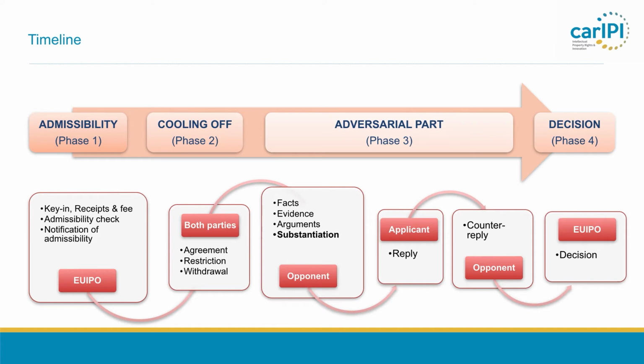First, the opponent is invited to present arguments and evidence in support of the opposition, because if the opponent does not prove the existence of the earlier rights, then of course the opposition cannot proceed. The substantiation means that the opponent has to prove the existence of the rights on which it relies and the fact that the requirements of the grounds for refusal invoked are fulfilled.